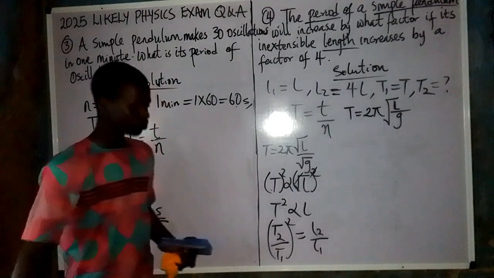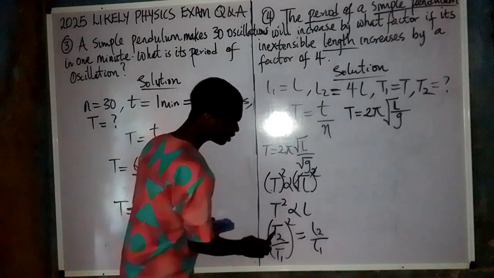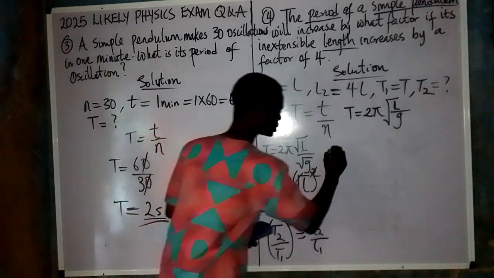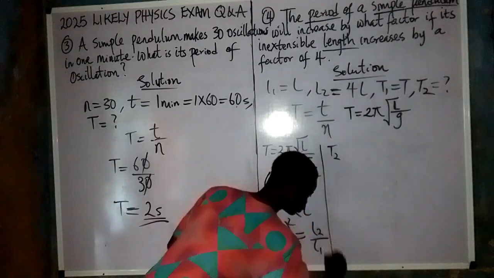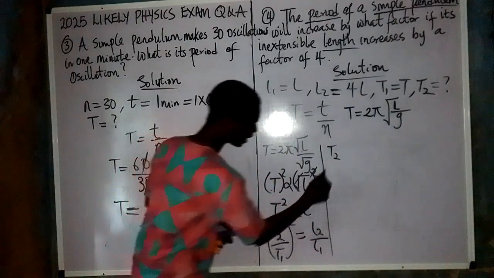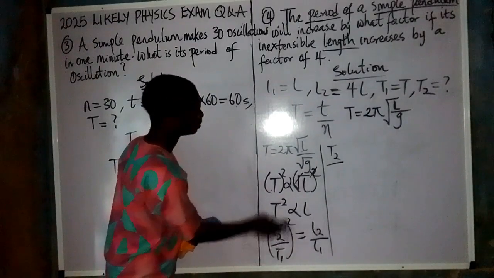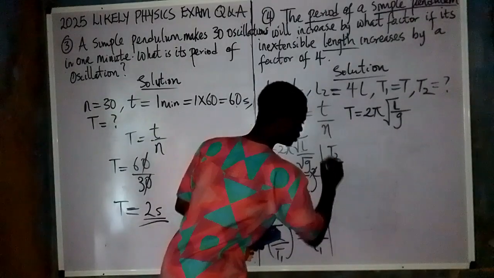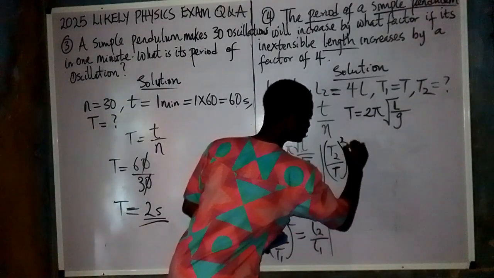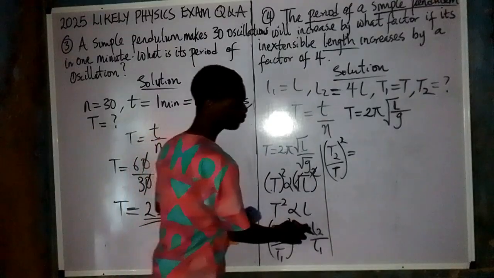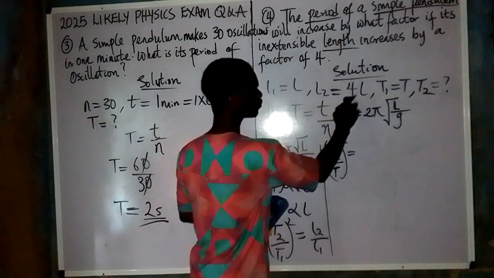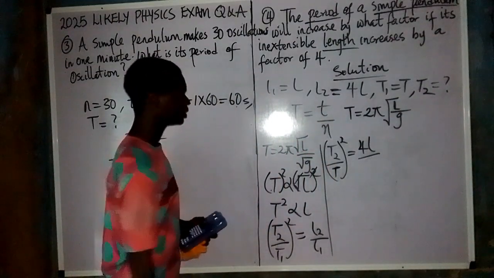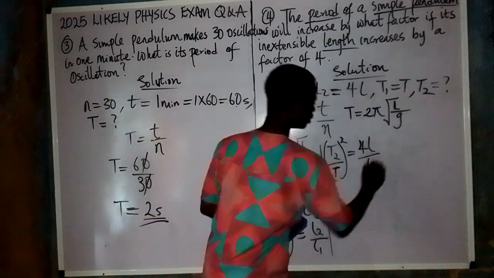So from here, let's progress. Ask yourself, is there a value for T2? T2 has no value. So we can leave it as what? T2, okay, let's rule this so we won't confuse it. Over, is there a value for T1? We said we should take our T1 as what? Big T. So over big T, everything squared is equal to, is there a value for L2? L2 is 4L. 4L over, is there a value for L1? L1 is simply L.